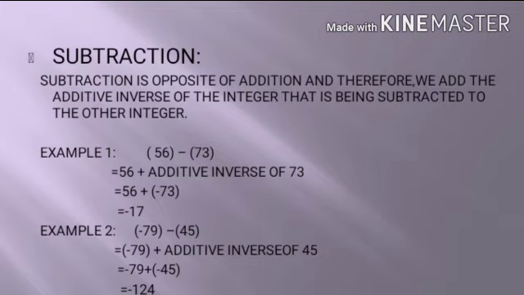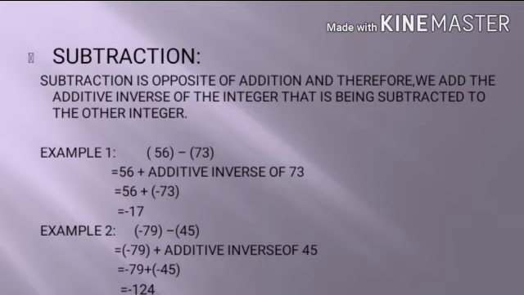Let me discuss the example. In the additive inverse, if the sign is positive, the opposite sign of positive is negative. Likewise, if the sign is negative, the opposite sign of negative is positive, which implies the reverse sign.